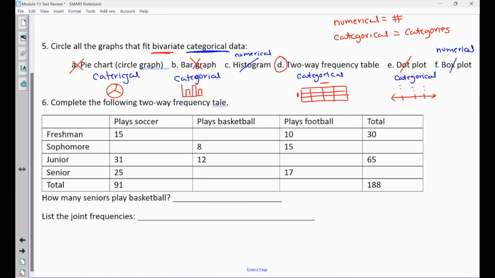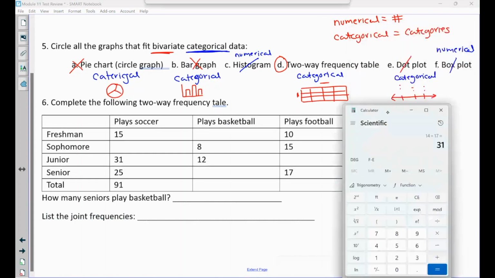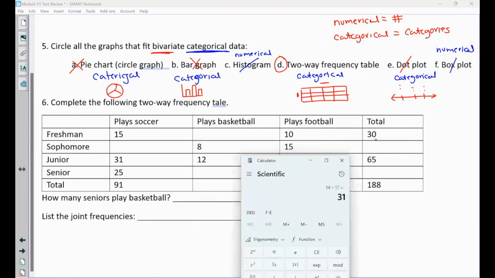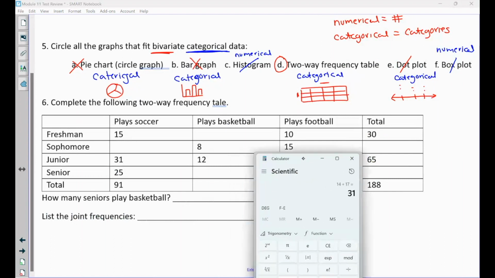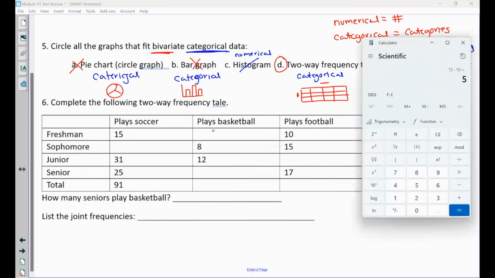Alright, number 6, complete the following two-way frequency table. Again, we're just going to be filling out the missing pieces. Pull up our calculator. Here we can figure out this missing space. If we know a total of 30 freshmen were surveyed, 15 play soccer and 10 play basketball, we take 30 minus the 15 that play soccer minus the 10 that play basketball, and we're left with 5. So 5 freshmen played basketball.